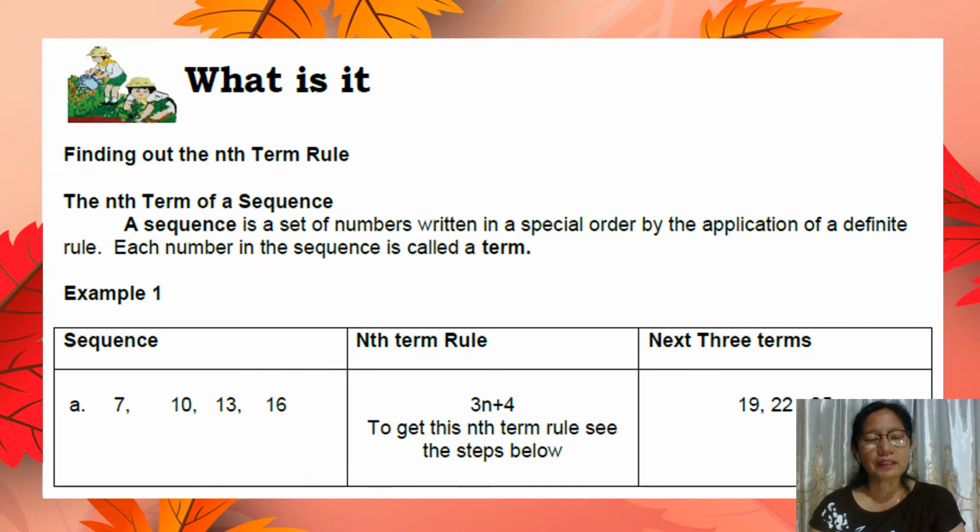Now we have example number 1, the sequence 7, 10, 13, and 16 consists of 4 terms. If you are going to find the next 3 terms, it will be 19, 22, and 25. Now, let us try to find out how we come up with these next three terms, 19, 22, and 25, by following the steps.